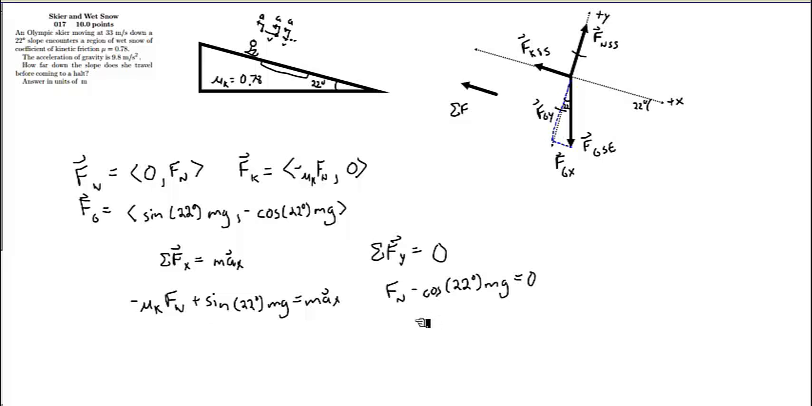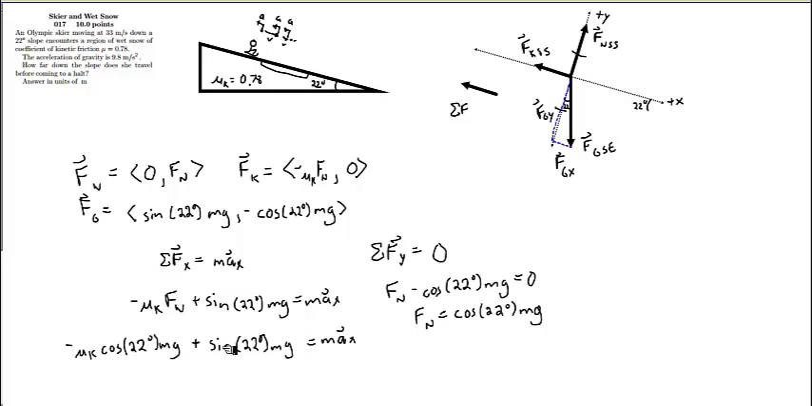And that is, if you solve this second equation in terms of Fn, which is a common step that you'll do when dealing with kinetic friction because it's related to the normal force, and you plug this relationship into this equation, so now instead of writing Fn, I'm going to write the cosine of 22 degrees plus sine 22 degrees equals max.